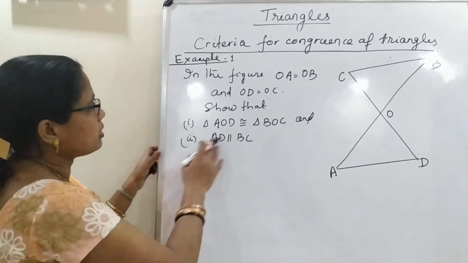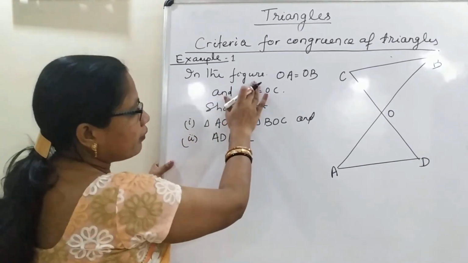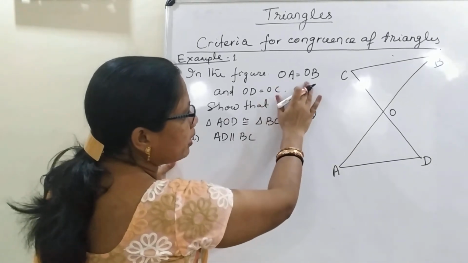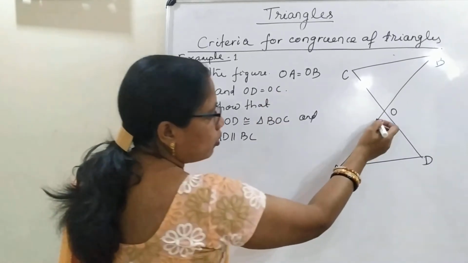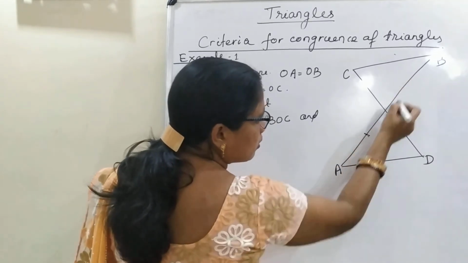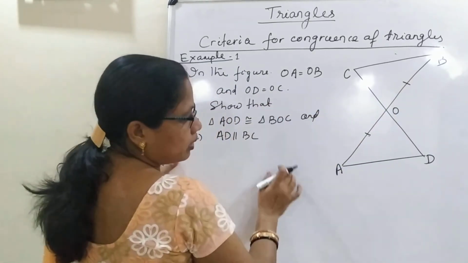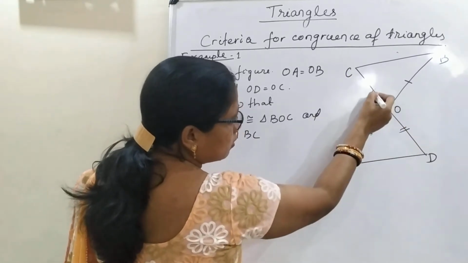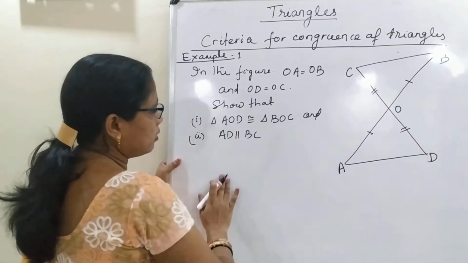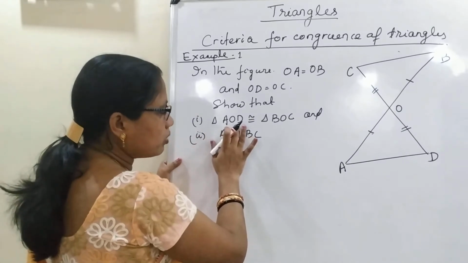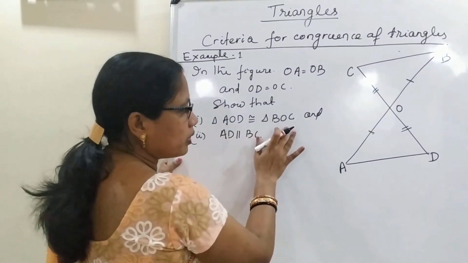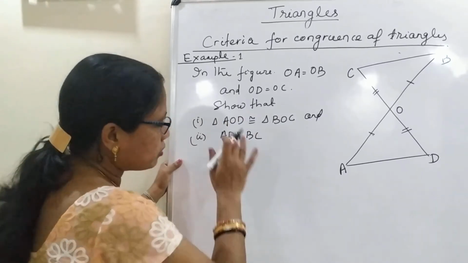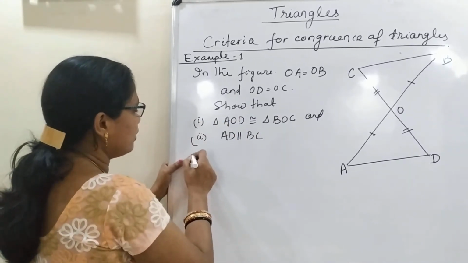Next, example 1. In the figure, here it is given that OA is equal to OB, and OD is equal to OC. We have to prove first that triangle AOD is congruent to triangle BOC, and then that AD is parallel to BC. So first we will prove part 1.